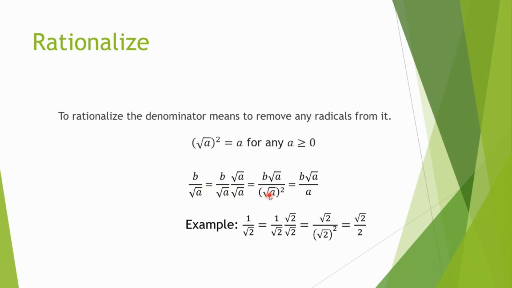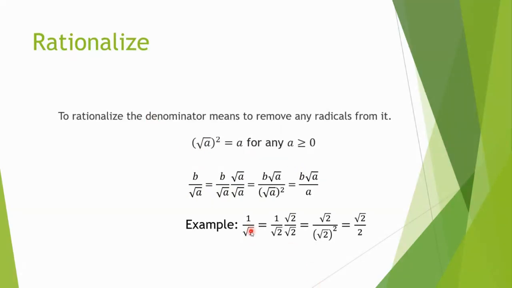The book does this also for other radicals. They also do rationalizing the numerator, but I'm just focusing on rationalizing the denominator. Of the two, at least for this course, this is what we care about. So this is just one example.